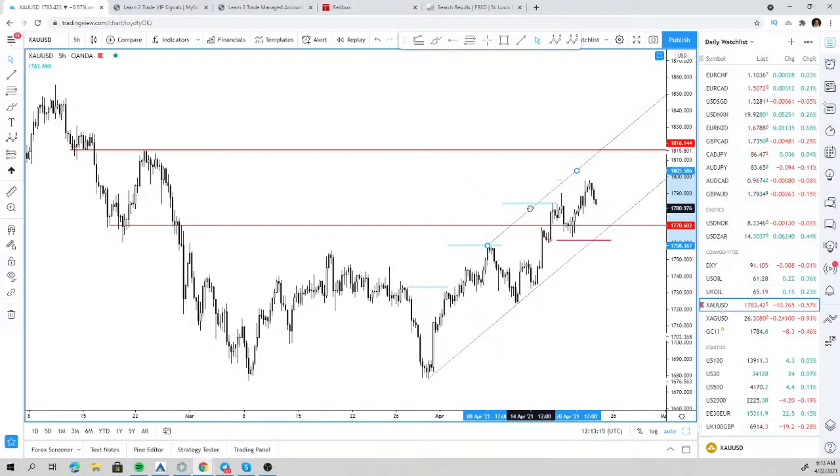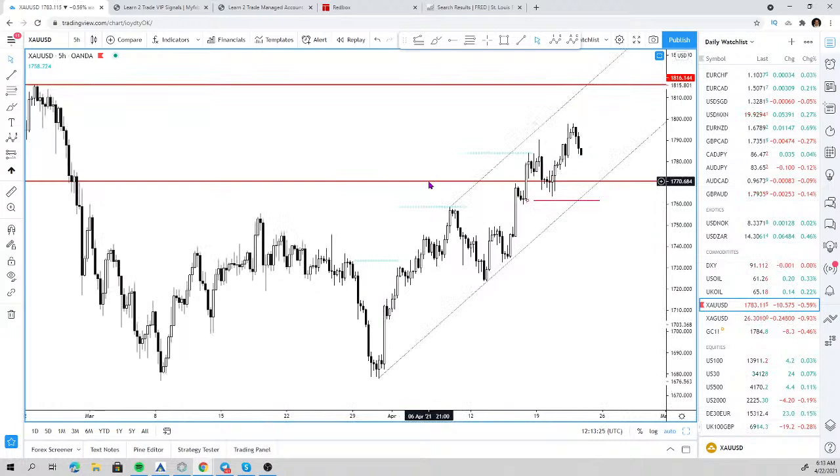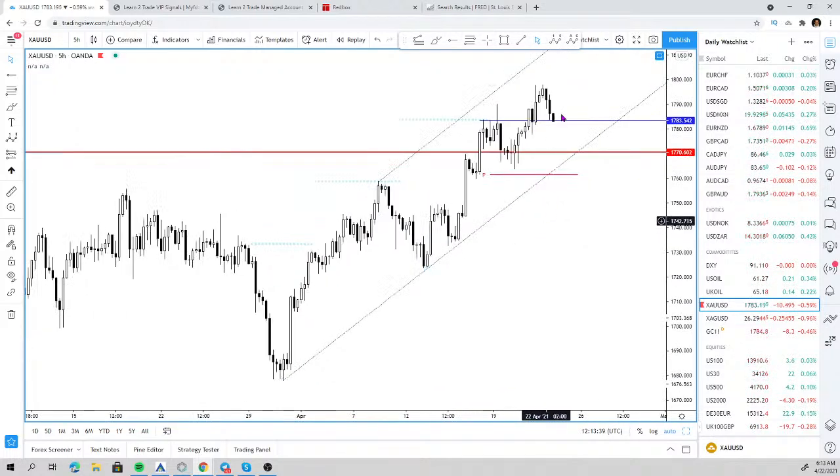So this is the current structure that we are trading in, right? Anything above the 1770 level is a buy zone to me. I am not telling you that you should go long in gold right now, but we are retesting the previous week's highs. This is a classic break retest, in my opinion.